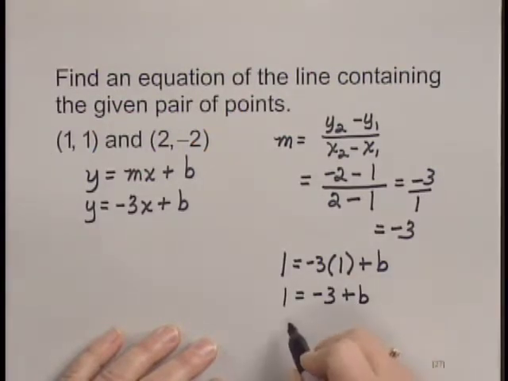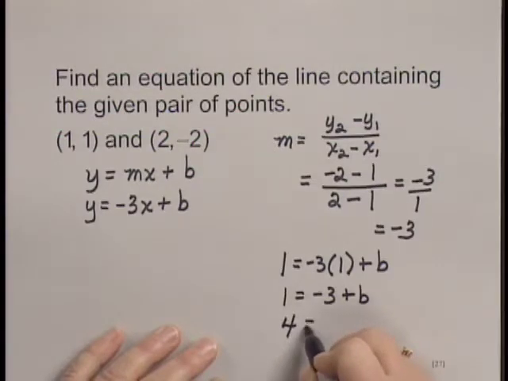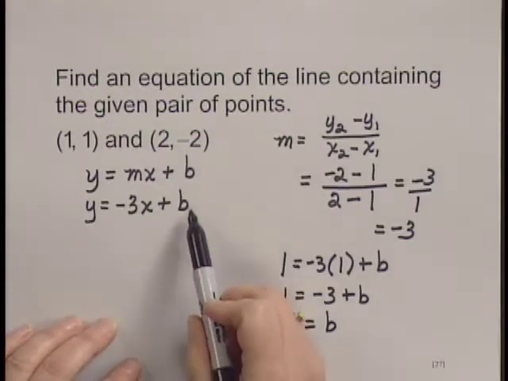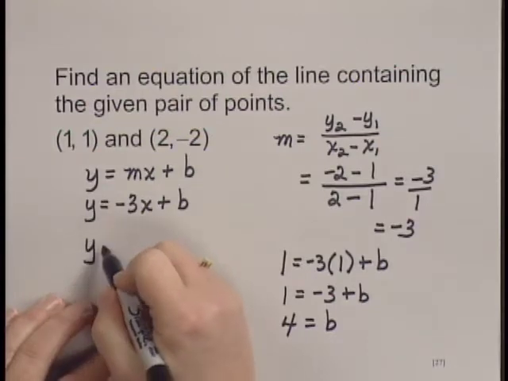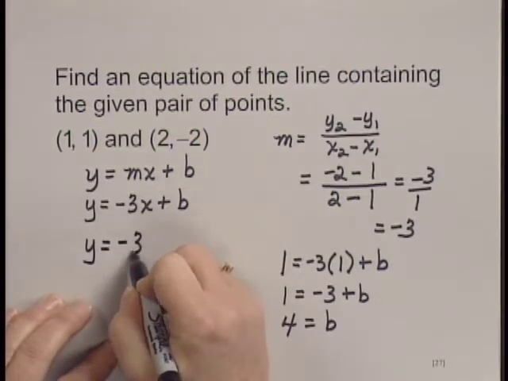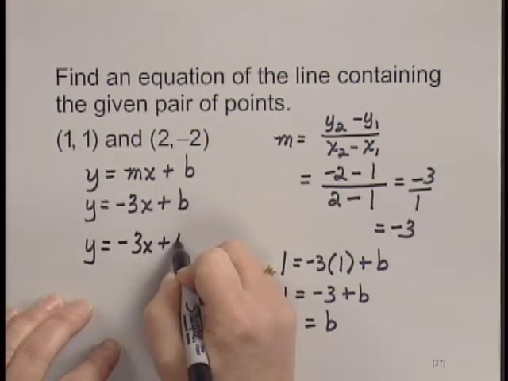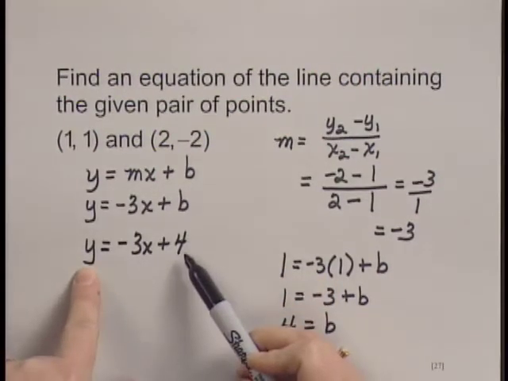Adding 3 to both sides of the equation, I have 4 equals b. Now, since I know b is 4, I can substitute 4 for b in the equation y = mx + b, and I get y = -3x + 4. And this is an equation of the line that contains those 2 points.